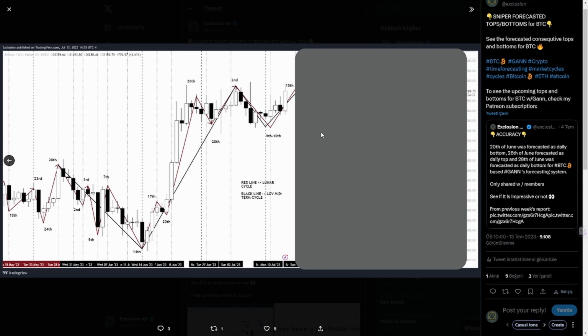This is my forecasting. I use William Delbert Gann's forecasting system. It's original, and I don't use all the cycles because these two cycles theoretically give all terms, but I omit these 1 or 3 days movements.